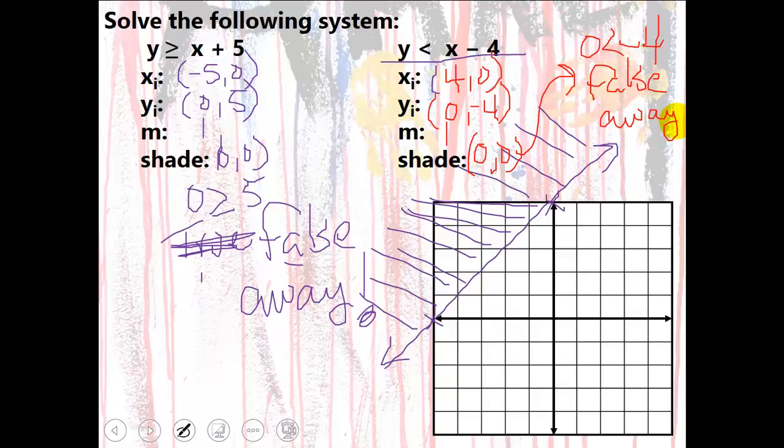So here's 4, 0, my x-intercept. 0, negative 4, there's my y-intercept. Now I'm going to make a dashed line here. And then I have to shade away. So where do my two colors overlap? They don't. So that means there's no solution. No solution. Okay?